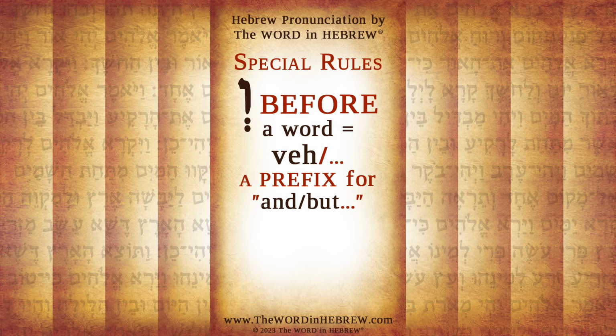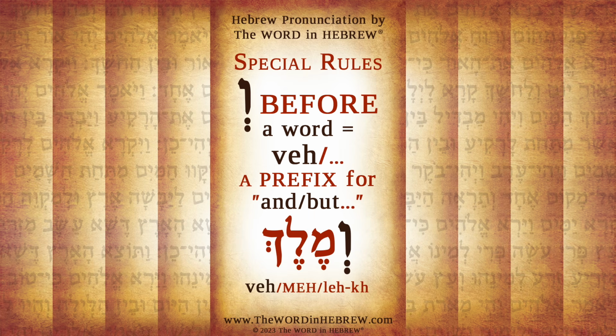The first rule is when we have the letter Vav with a Shva before a word, it is pronounced ve, and it's really a prefix for and or but. In this example, we will read ve me lech, vemelech, meaning and or but king.